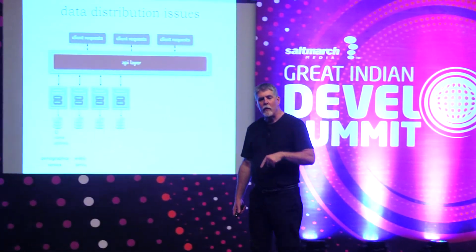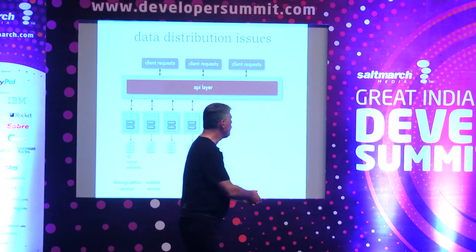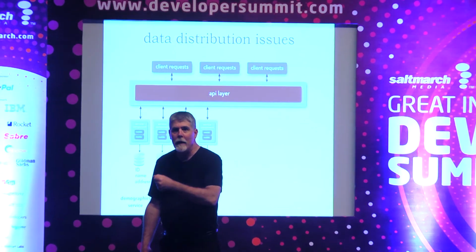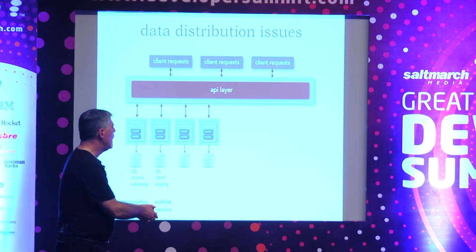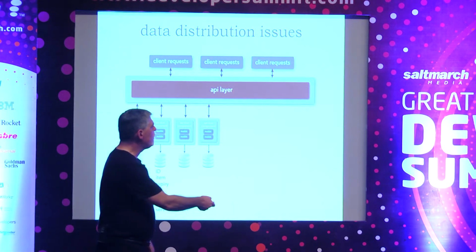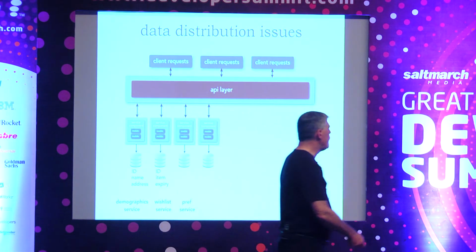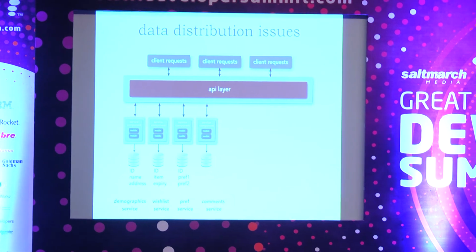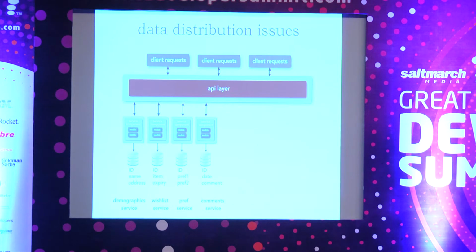The next service right here is going to be our wish list service. And this service has the customer ID along with the item and the expiry. This next service in the chain is our preferences service, and its data has the ID and the preferences, maybe name value pairs or whatever. And finally, we've got a 4th service here that's our customer comments. And that has the customer ID, because that's the reference point. We all need customer ID, the date, and the actual comment.